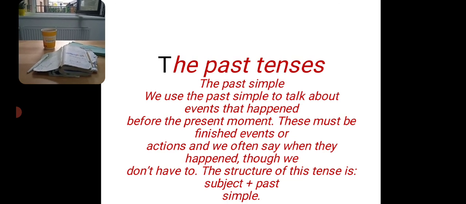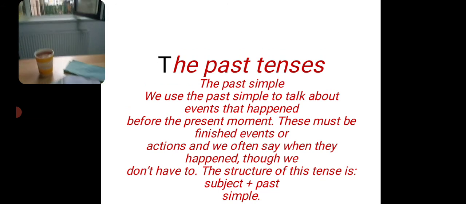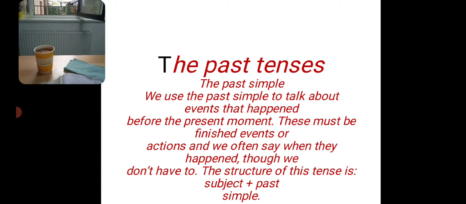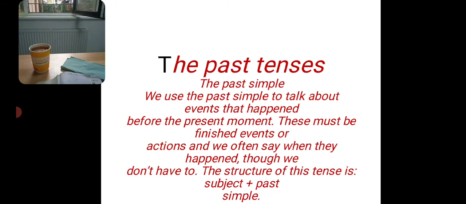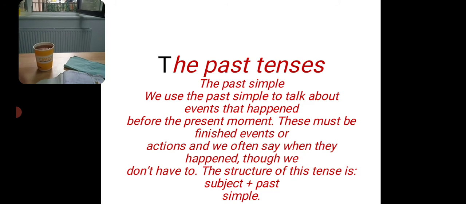We use the past simple to talk about events that happened before the present moment. These must be finished events or actions, and we often say when they happened. We also say so, although we don't have to. The structure of this tense is subject plus past simple.